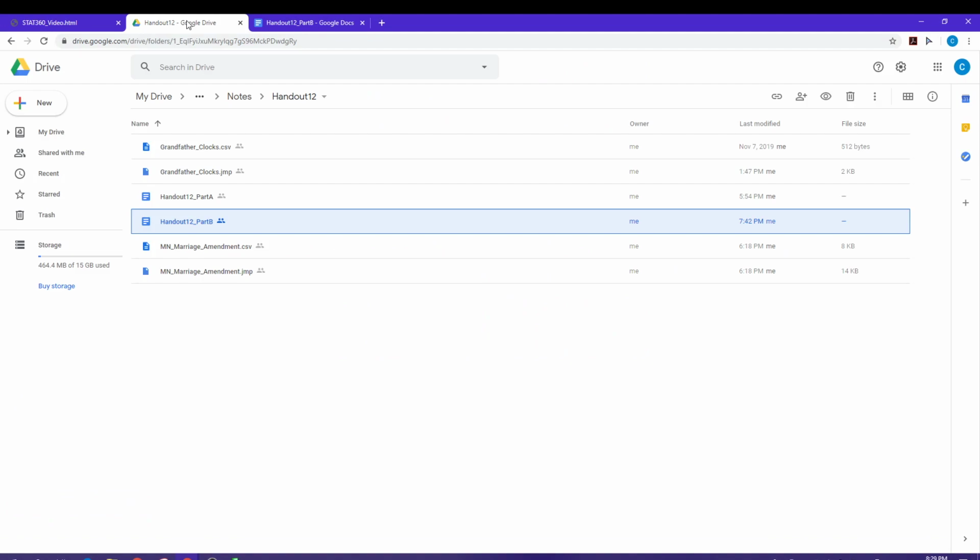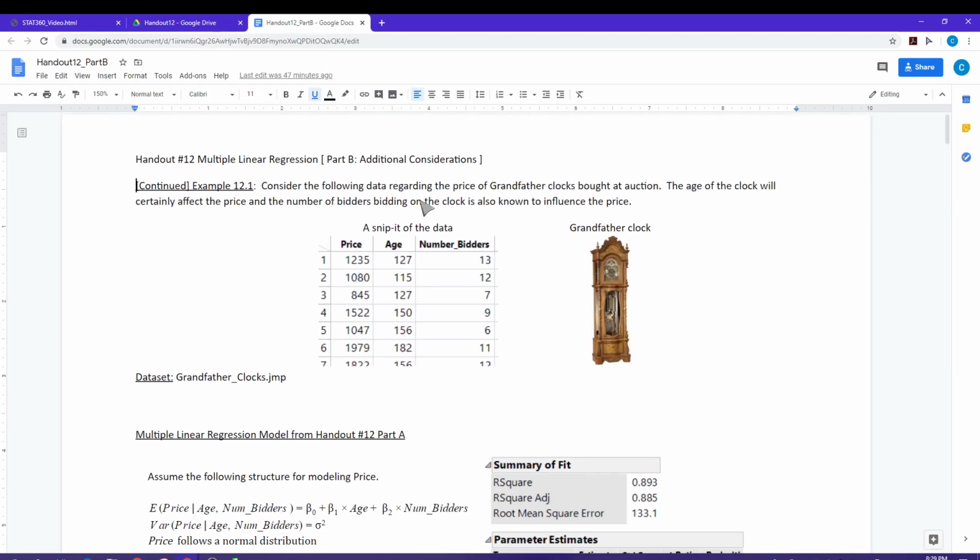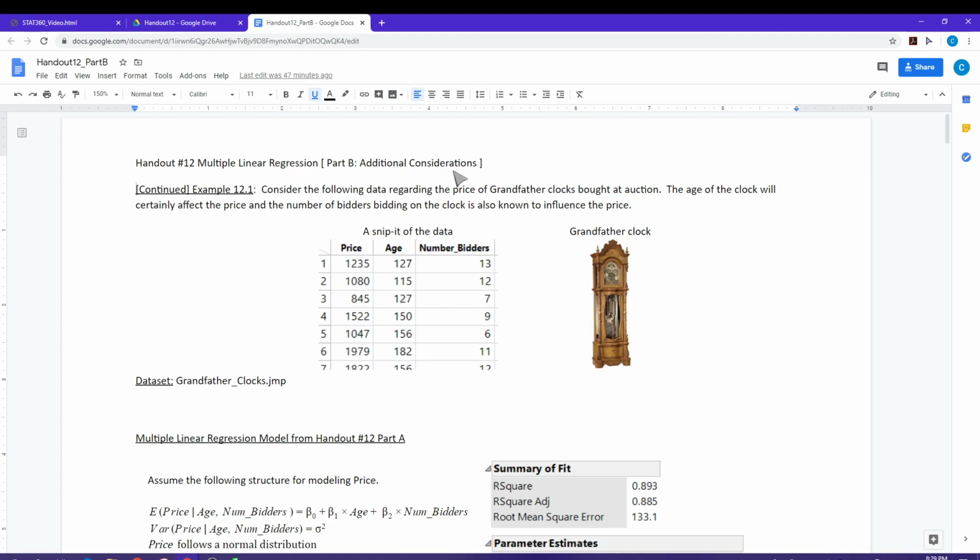So this handout is going to use two different data sets. It's going to use the grandfather clock data set that we considered in Part A, but it's also going to use the Minnesota Marriage Amendment data set. So Part B just has some additional considerations of a multiple linear regression model.